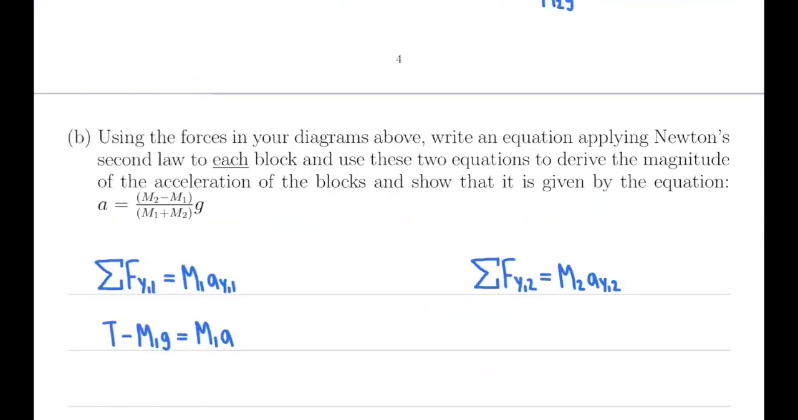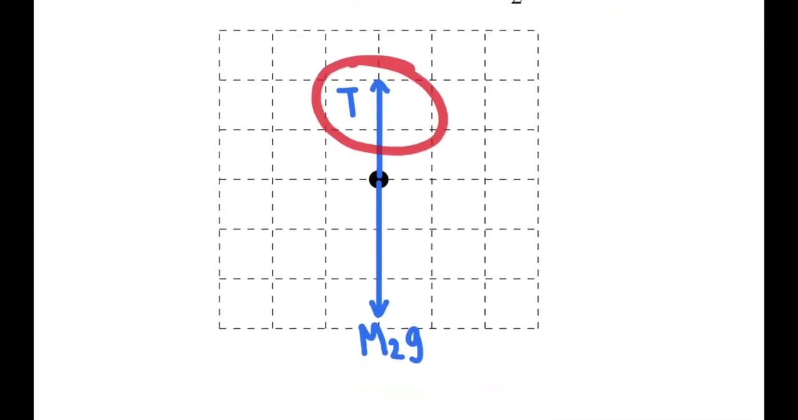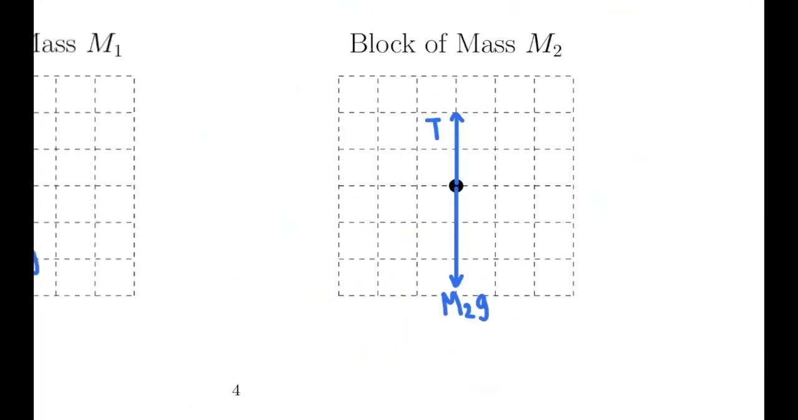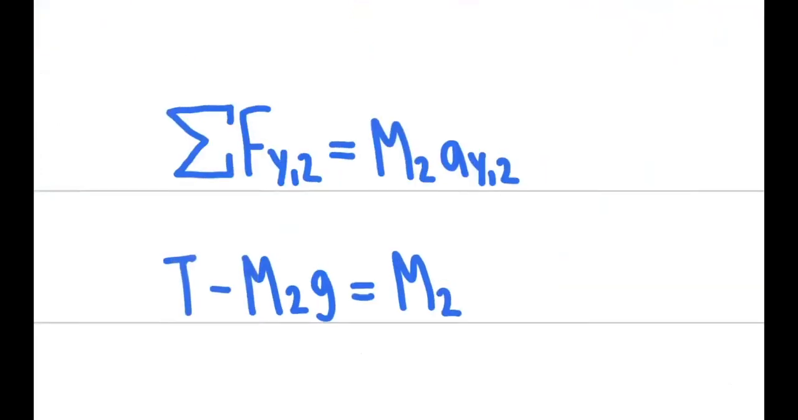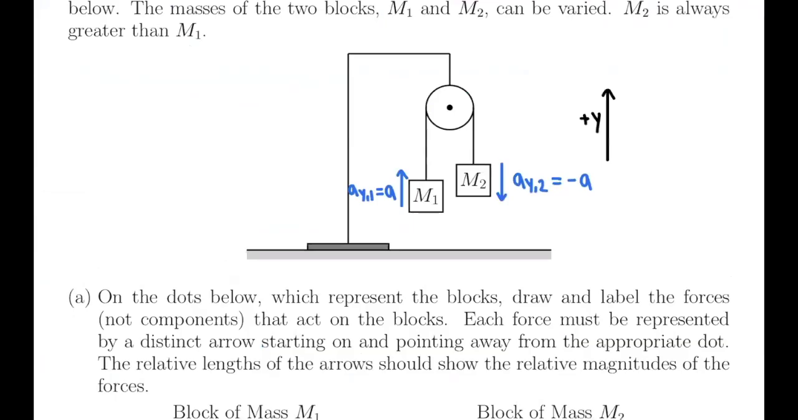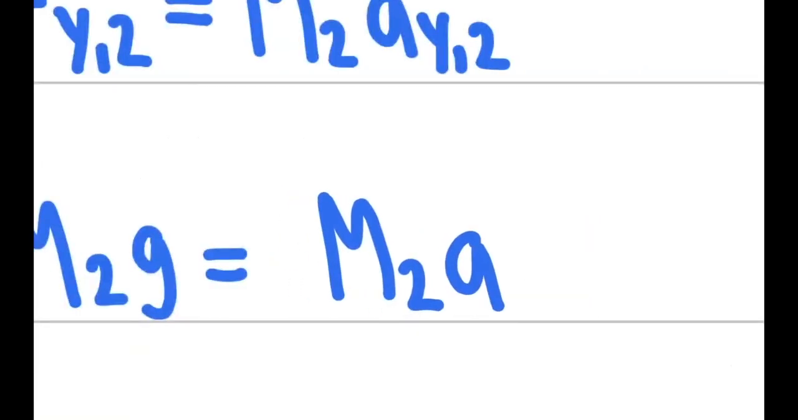So for block two, the sum of the forces, same thing, tension minus m2g. And this equals m2 times negative a, because ay2, because of my coordinate system, is negative a, since block two is accelerating downward. So this becomes negative m2a.